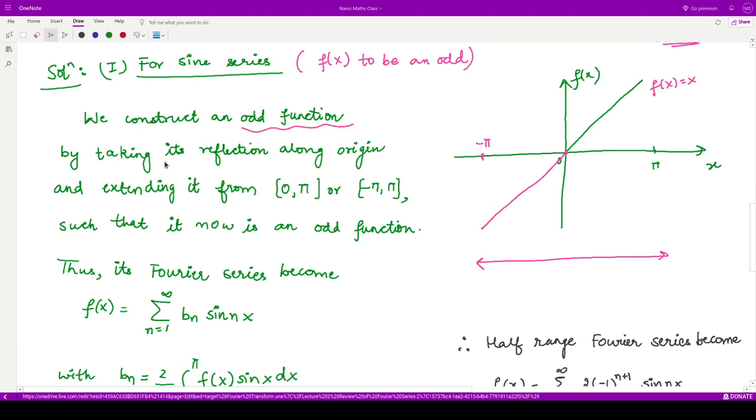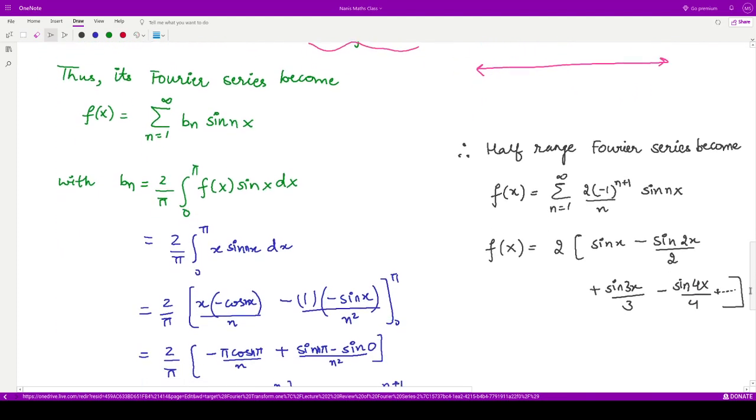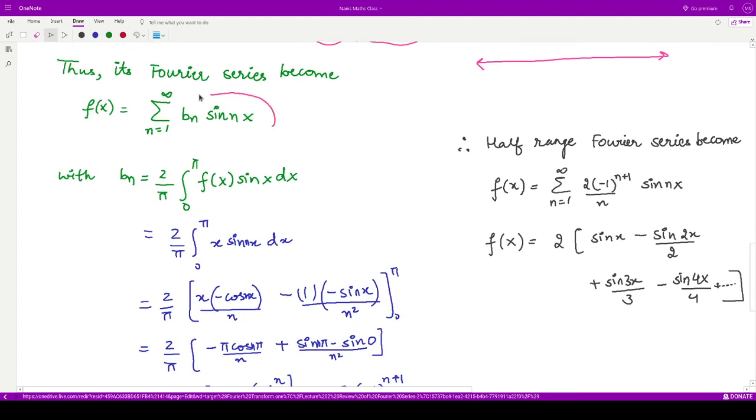So we have to do a construction over here to make our function an odd function. What we have done is taken its reflection along origin and extended it from the 0 to pi interval to the minus pi interval such that it now behaves as an odd function. So if we have an odd function, we know its Fourier series is given by this expansion containing only the sine terms. So you also see we save a lot of calculation over here. Moreover, these coefficients Bn are calculated using this formula.